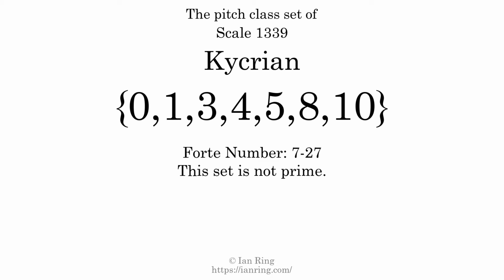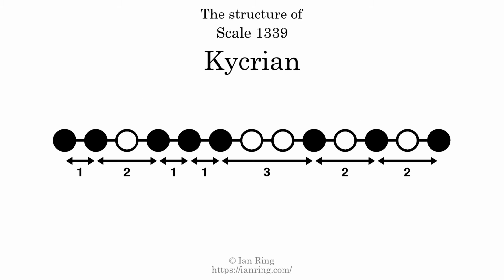The pitch class set for this scale is 0, 1, 3, 4, 5, 8, 10. The Forte class is 727. This set is not prime. The structure of a scale is a description of the interval distance between each successive tone. This scale has a structure of 1 2 1 1 3 2 2.